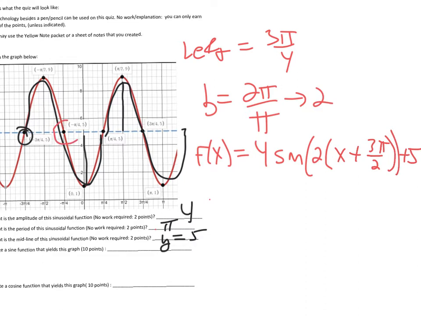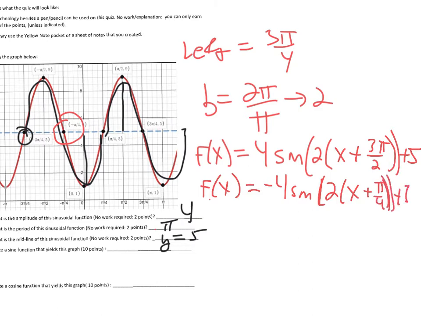I could use this point. In that case, the sine graph is reflected around the horizontal axis. So it's different. If I were going to go with that point, I would say negative 4 sine of 2 times x, and since that's shifted left pi over 4, I would say plus pi over 4, plus 5. If I went with this pi over 4 point, that's shifted right, and it's not reflected that way, so I could say 4 sine of 2 times x plus pi over 4, plus 5.